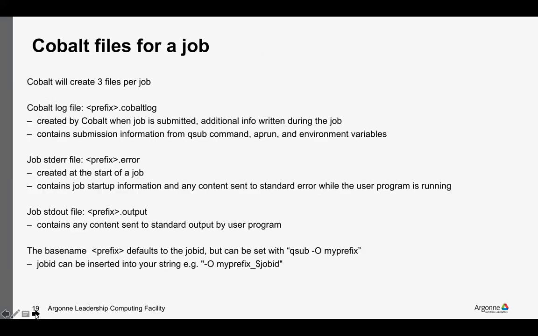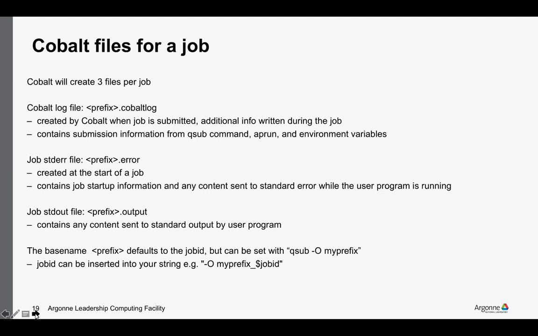Now, Cobalt will create up to 3 files for a job. The first file is a log of your qsub command and your run choices in aprun and environment variables and so on. That's a file called .cobaltlog with a prefix I'll say more about in a moment, and it's created when the job is first submitted. Now, when the job runs, 2 more files are created reflecting the output from the user application to the standard error and output channels, so .error and .output respectively.